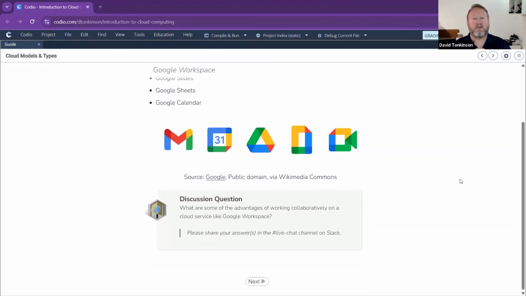What it also allows us to do is collaborate with each other. So there's a quick discussion point just to get us back into it. What are some of the advantages of working collaboratively on a cloud service like Google Workspace? See a couple of you typing in there. That's fantastic.